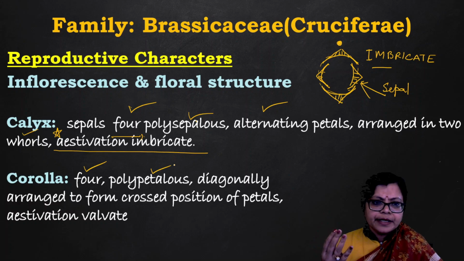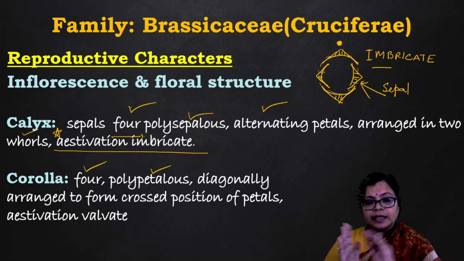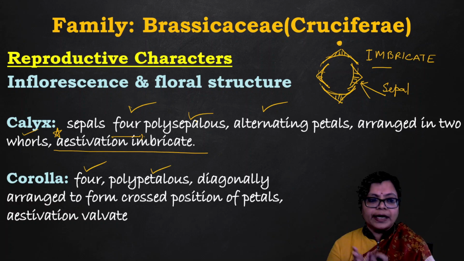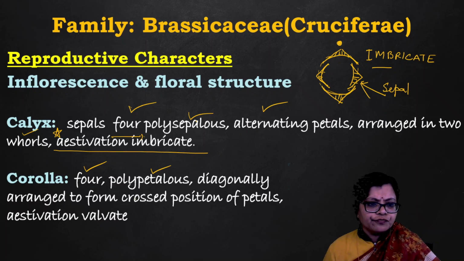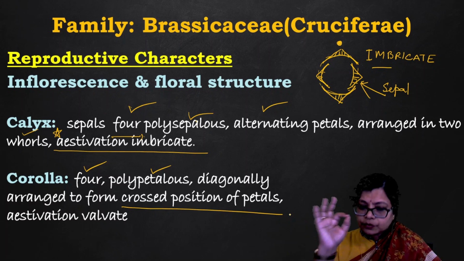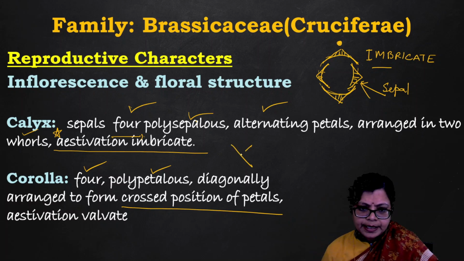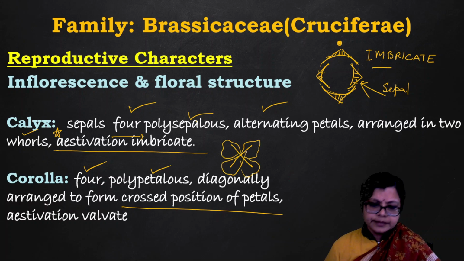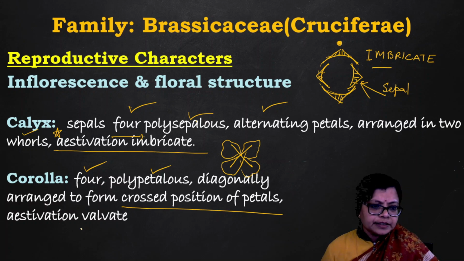Next, corolla. Number again 4. Polypetalous, what does it mean? That means petals are free, not joined, diagonally arranged to form a crossed position of petals. That's why the name Cruciferae is given. Already I have explained this part. Right. Now, estivation valvate, again a very important point to be remembered.